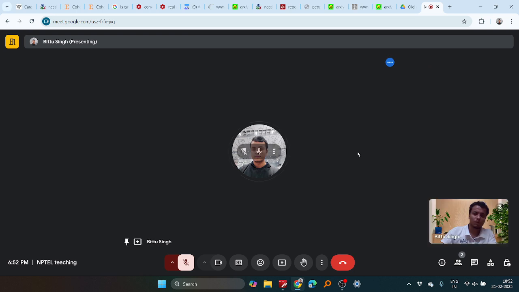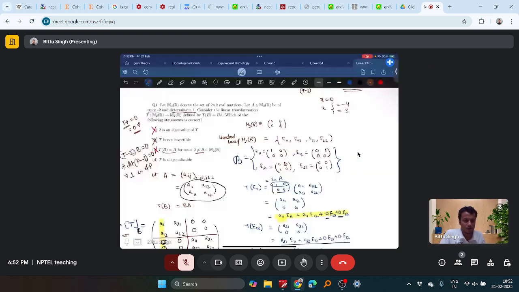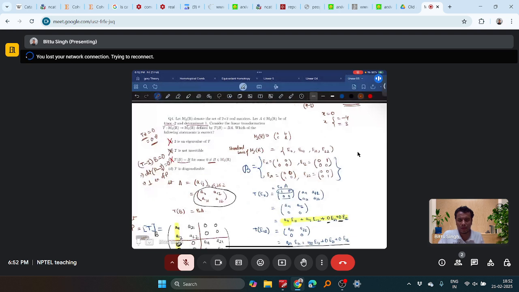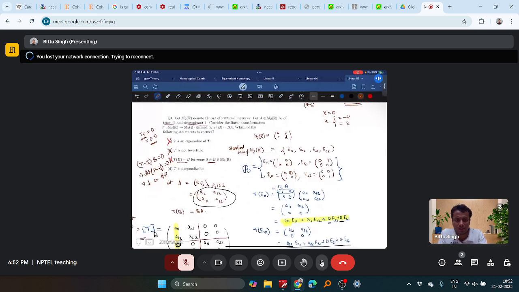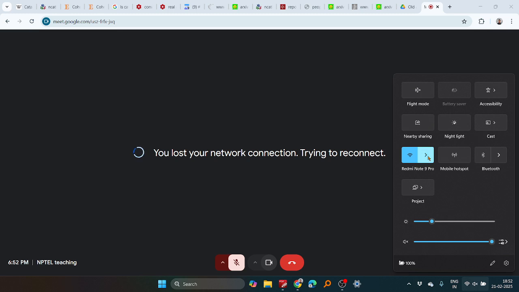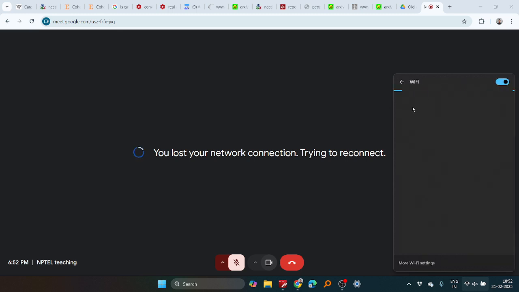Though this is not given, if there are two different eigenvalues of A, then we can certainly say that A is diagonalizable. Oh, what is the problem?